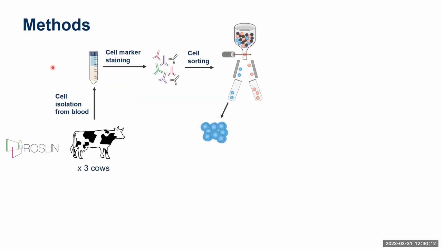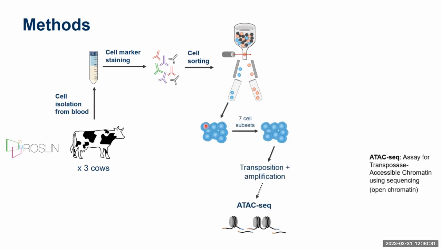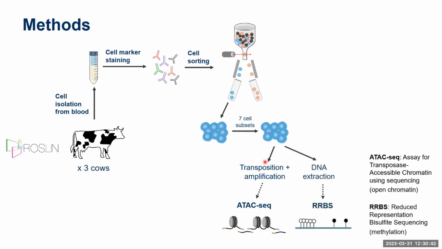And so to address these aims, I collected blood from 3 Holstein Friesian cattle here at Roslin, isolated cells from the blood, stained them based on their cell surface markers, and then performed cell sorting to isolate my 7 different cell types. So yeah, for these, I generated ATAC-seq samples. So this is the technique that looks at regions of open chromatin between the nucleosomes, and also extracted DNA for reduced representation bisulfite sequencing to look at DNA methylation.